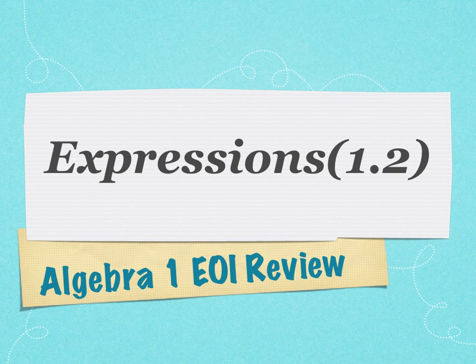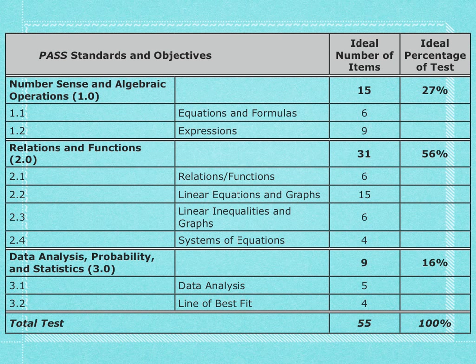Expressions, Standard 1, Objective 2, Algebra 1, EOI review. We're going to look at this chart again. This lesson is going to be over number sense and algebraic operations. So Standard 1, which remember there's going to be 15 questions over Standard 1, which is 27% of your test. And then this is going to be over Objective 2, expressions.